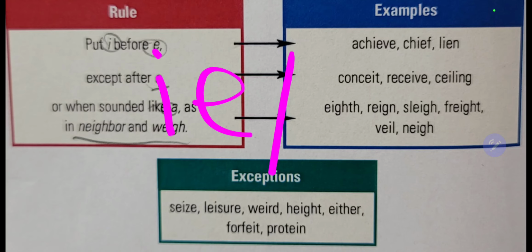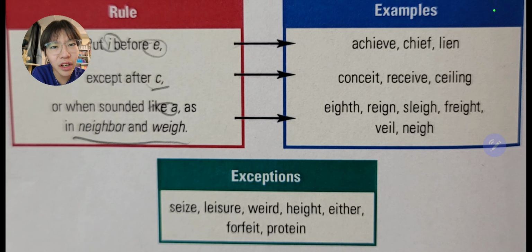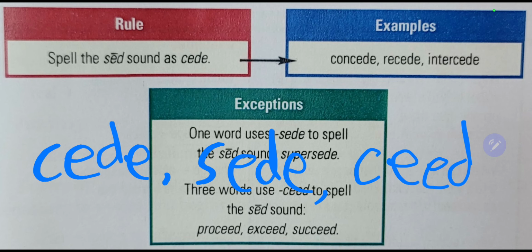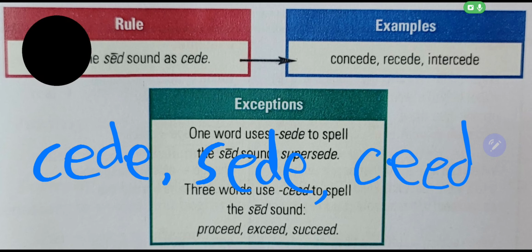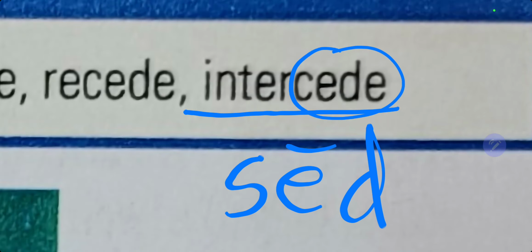And that's just the IE or EI rule. There's way more ahead of us. Now let's talk about the seed rule. When you pronounce the ending of a word as seed, you usually spell it with CEDE. For example, since you pronounce the last part as seed, you use the CEDE version. Same for recede and intercede.